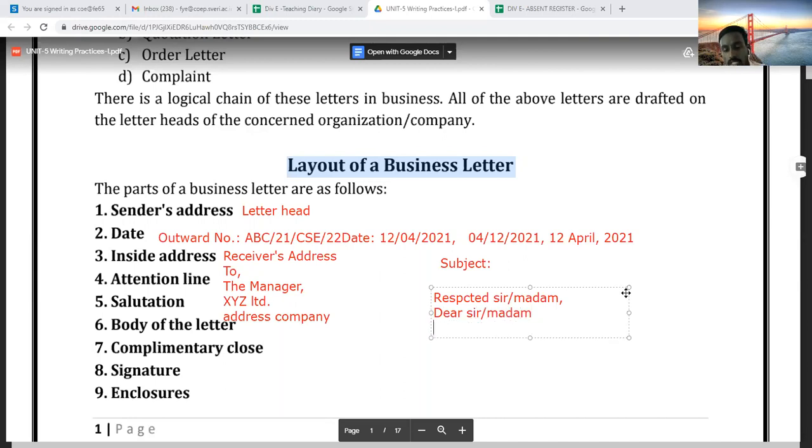Sometimes you come to know that instead of just using respected or dear, only sir you will find, or only madam you will find. So these are also some of the situations that people will come across.